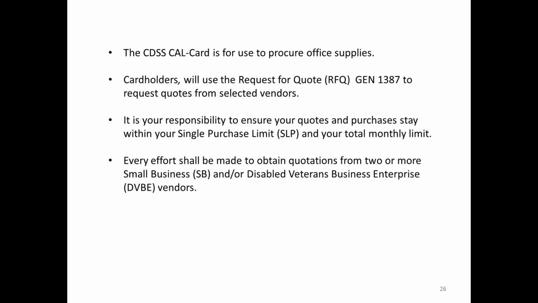The primary use for the CDSS CalCard is to procure office supplies. Cardholders will use the Request for Quote Gen 1387 to request quotes from selected vendors. It is your responsibility to ensure your quotes and purchases stay within your single purchase limit and your total monthly limit. Every effort shall be made to obtain quotes from 2 or more certified small businesses or disabled veterans business enterprise vendors.